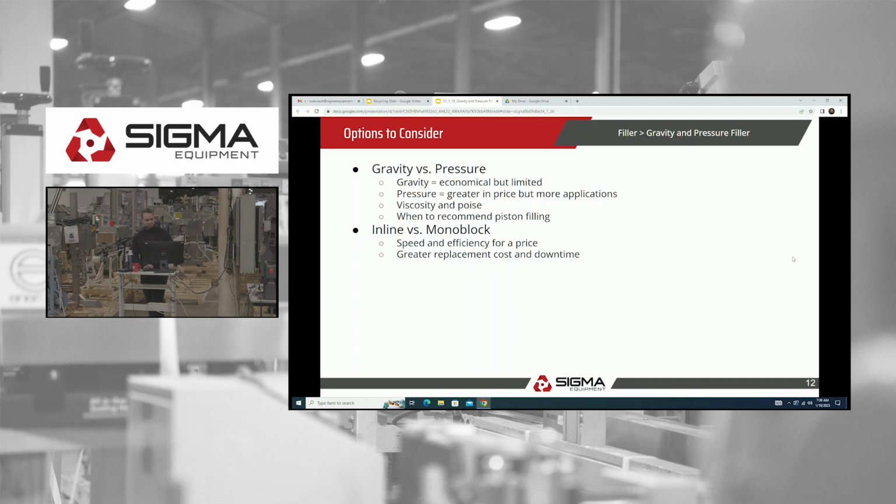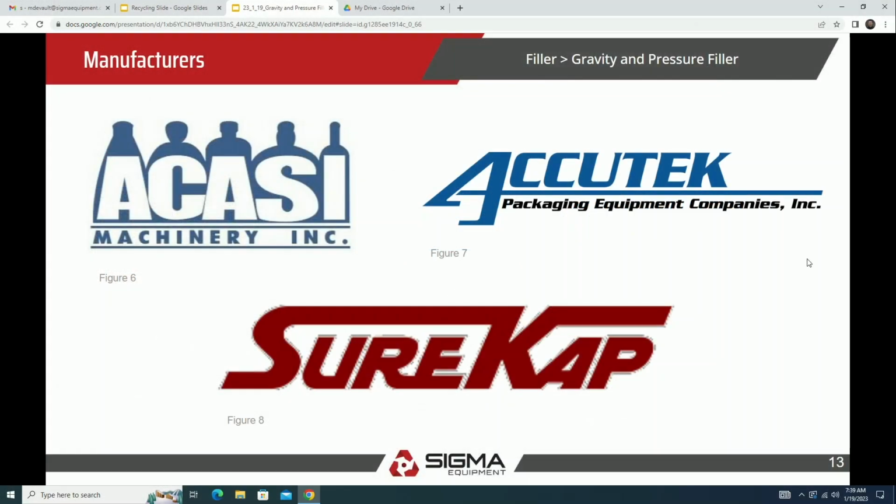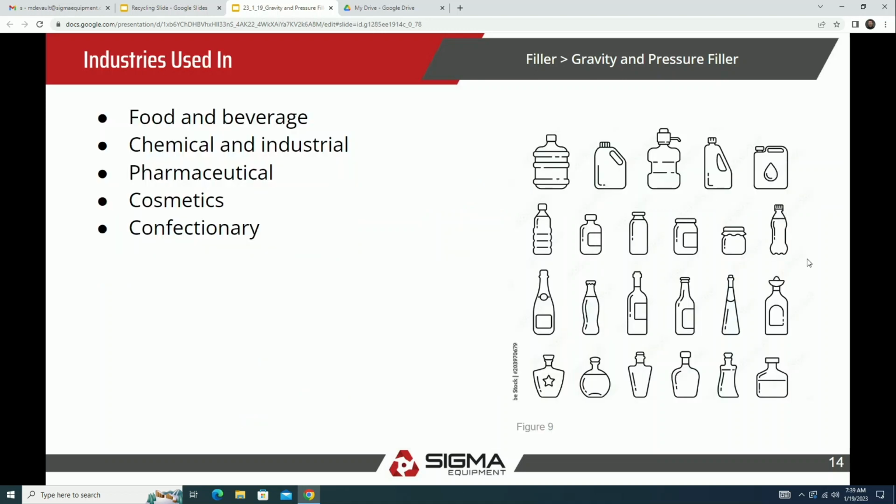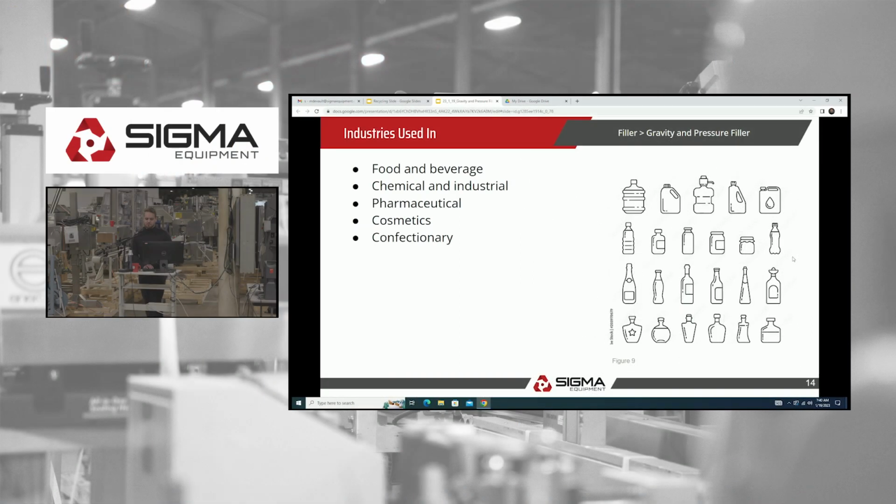So just consider that. Couple manufacturers here that we like. You're going to see Akasi, Accutech, and SureCap. Those are big ones for us. Industries using this: food and beverage, chemical, industrial, pharmaceutical, cosmetics, even some confectionery. On the right there, like I said, the sky's the limit as far as what containers you're doing. The question of what kind of filler to provide for them is going to be based on speed, viscosity, and the only thing you need to consider is what conveyor to put with those machines.